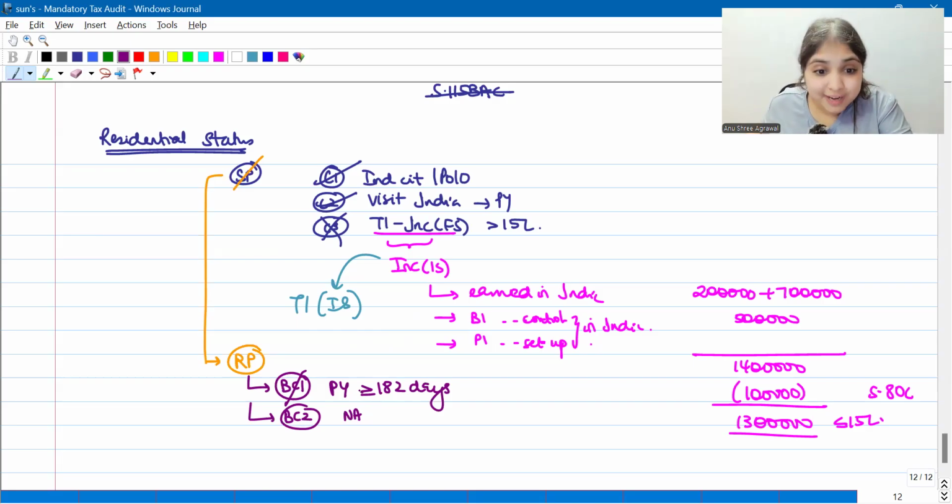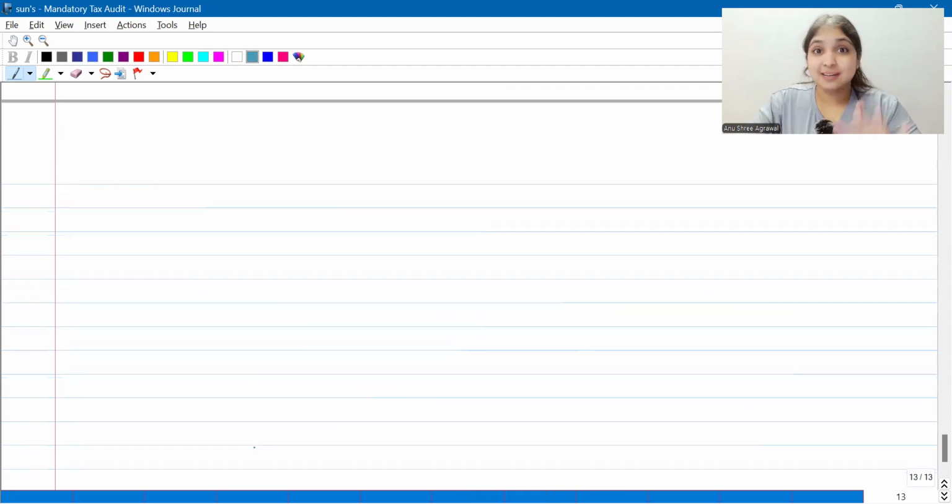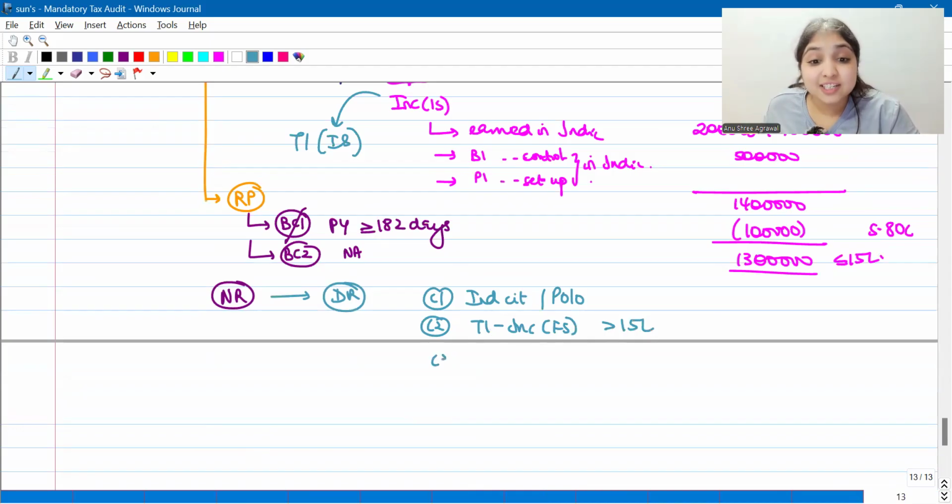So basic condition 1 is not fulfilled, basic condition 2 is not applicable. So what will you conclude? The assessee is non-resident. Now, once the assessee is a non-resident, next what do you think about? You think about deemed resident. But deemed resident has its own 4 conditions. Condition number 1, the assessee should be an Indian citizen or person of Indian origin. Condition number 2, the assessee's total income minus income from foreign sources should be more than 15 lakhs. Condition number 3, the assessee must be a non-resident. And condition number 4, the assessee should not be liable to pay tax in any country.